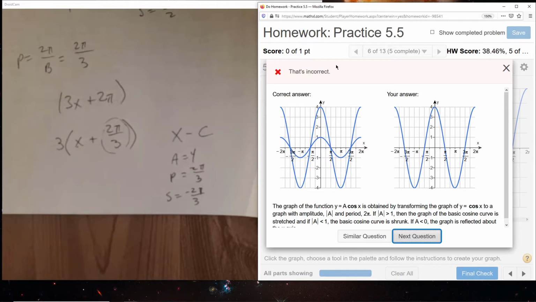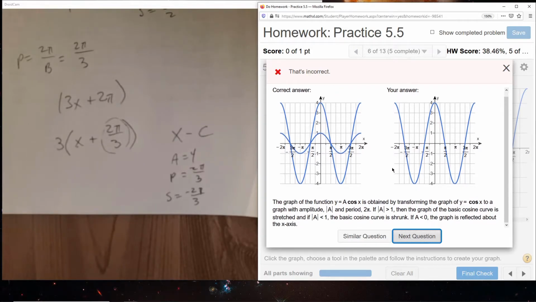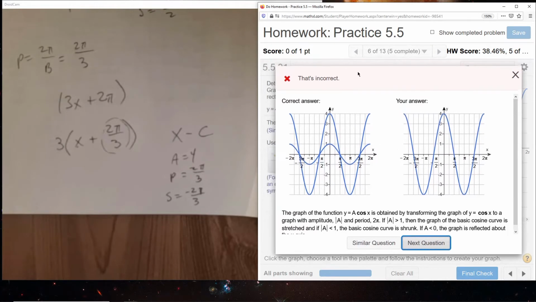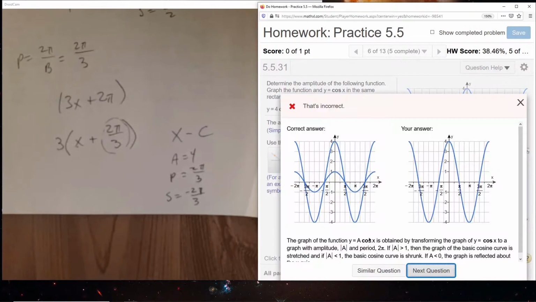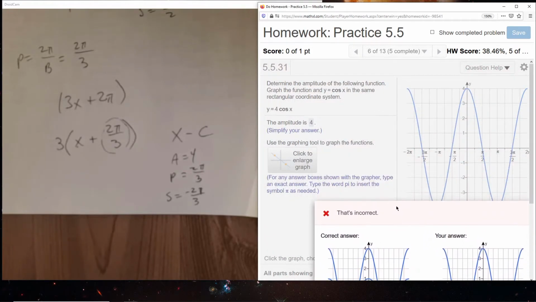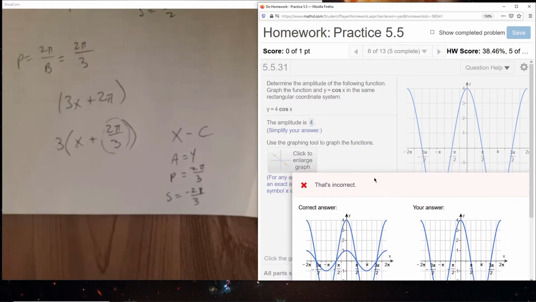So apparently, for whatever reason, they wanted the original cosine function on there. So we're back to that again, even though they stopped doing that for a while. But either way, my answer is correct. I just didn't put in the regular old cosine function there. So a little tricky there to know when to do that.